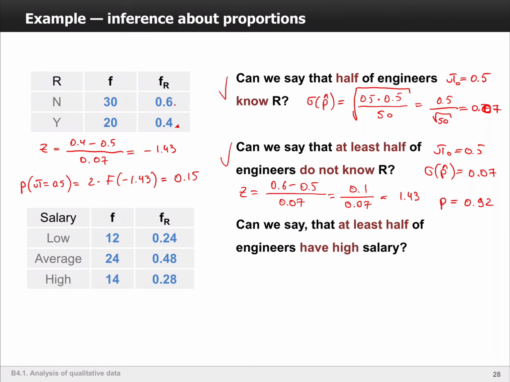So this is a pretty high value. So if indeed our null hypothesis is that at least half of engineers don't know R, it seems to be correct. We cannot reject this null hypothesis, right?